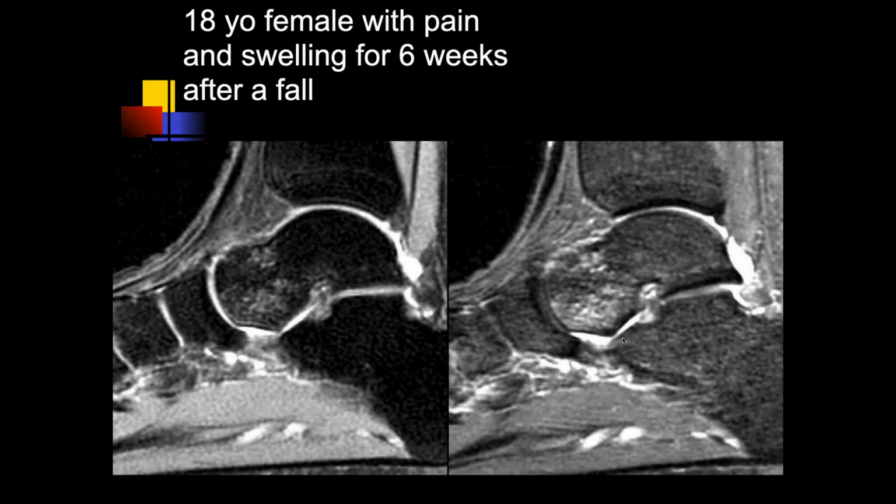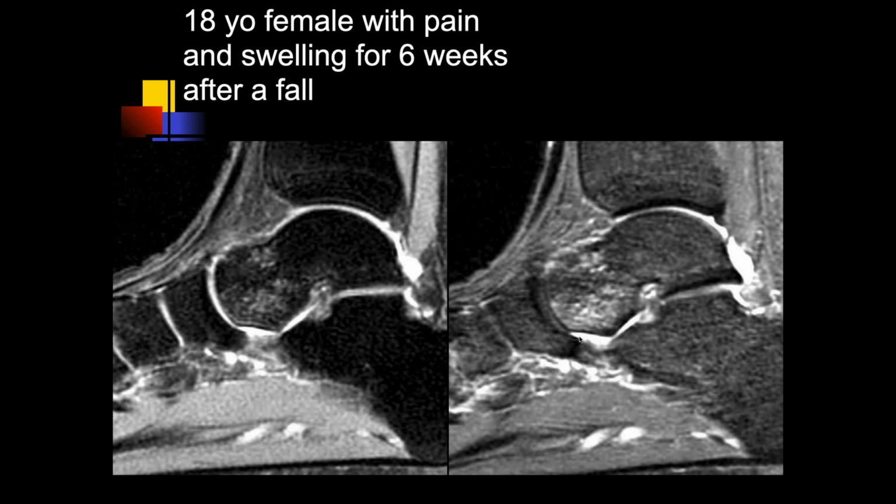Good. Ashley, what do you think of this one? 18-year-old female with pain and swelling for 6 weeks after a fall. Looking at the talus, talar neck, and distal talus, there's quite a bit of trabecular injury and moderate bone marrow edema. Looking at that, is that the oblique portion of the? Longitudinal. Oh, it's the longitudinal portion of the spring ligament.